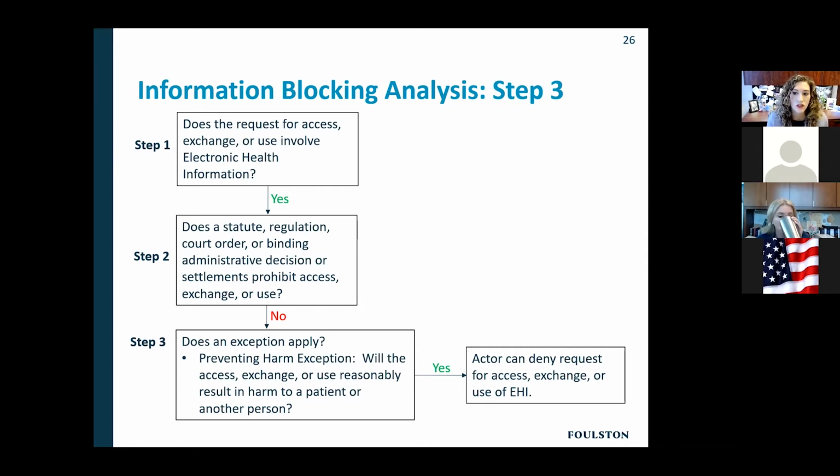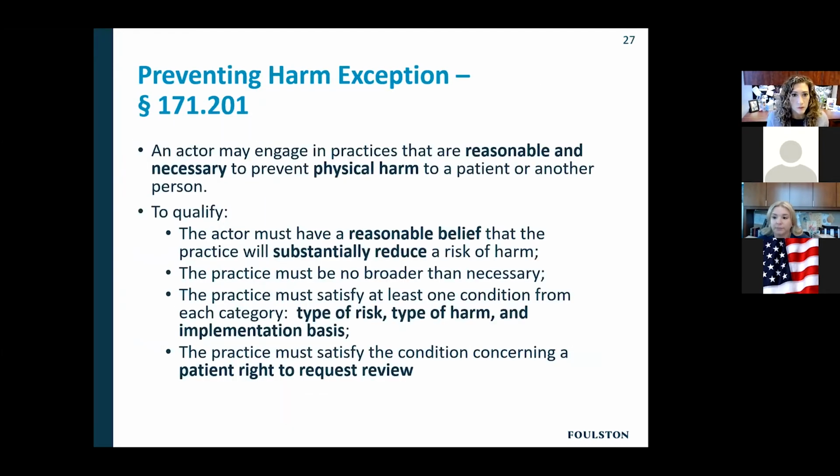The first one that we usually look at is the preventing harm exception: will the access, exchange, or use reasonably result in harm to a patient or another person? If we can answer yes to this question, then we can deny the request for access. So what does the preventing harm exception entail? Well, you can engage in a practice that is reasonable and necessary to prevent physical harm to the patient or another person.